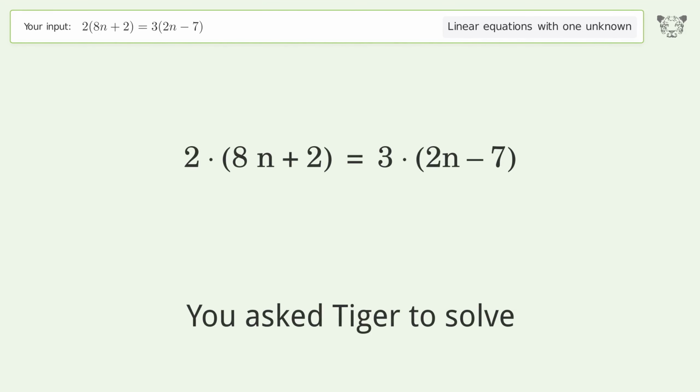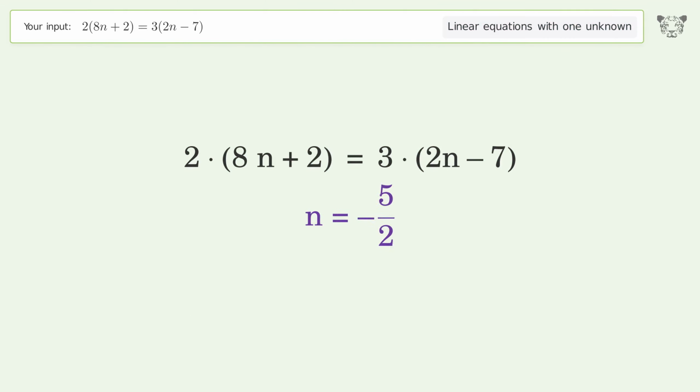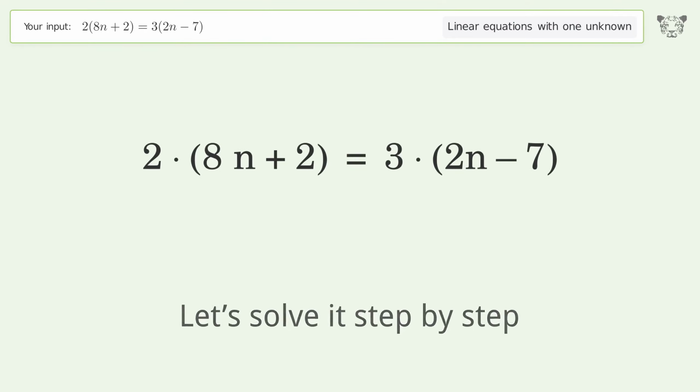You ask Tiger to solve this. This deals with linear equations with one unknown. The final result is n equals -5/2. Let's solve it step by step.